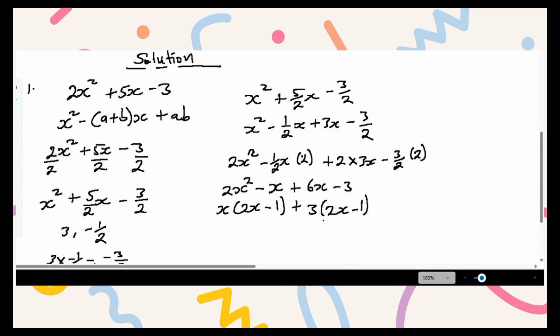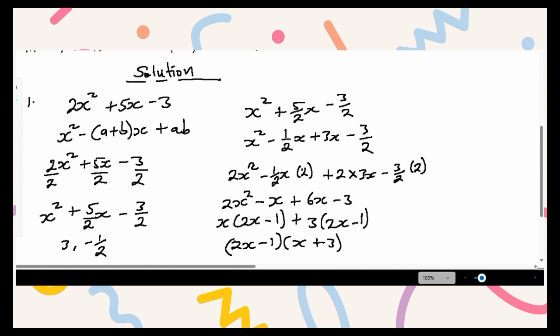Okay, now at this point, in the bracket we have 2x and then minus 1, 2x minus 1. We're going to write one of them, 2x minus 1, and then the coefficient of the brackets, x plus 3, we're going to write that one too in another bracket. And simply, this is the factorized form of 2x squared plus 5x minus 3. Okay, yeah. Now let us look at the next question.